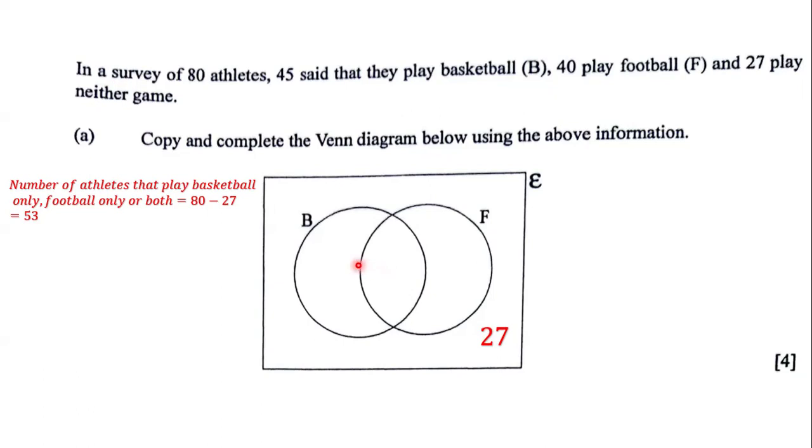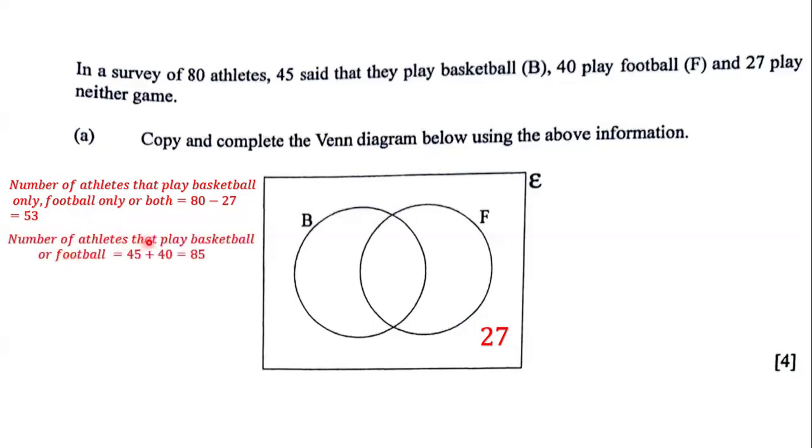We know 27 play neither, but what is the number of athletes that play at least one of these two games, that play basketball only, football only, or both, right? And that number would just be the difference between 80 and 27. So 80 minus 27 is going to be 53. Okay, so 53 of these athletes play at least one of the two games, and 27 play neither. So we have two categories, right? Which make up the 80 athletes.